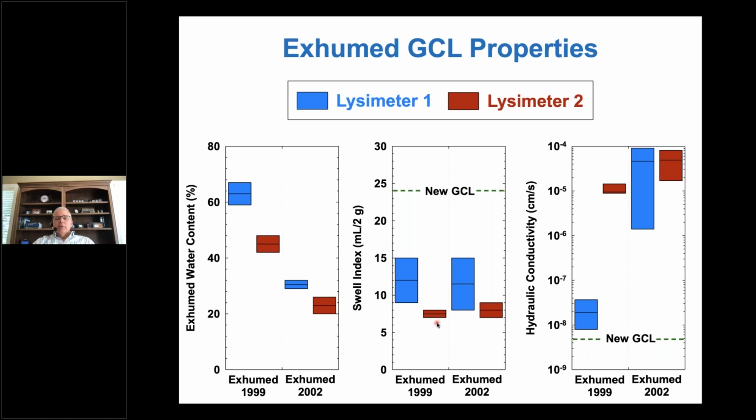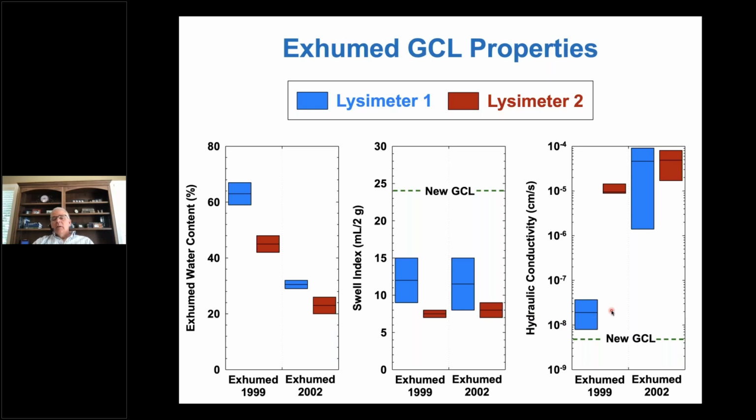We see here for lysimeter 2, it's even lower. It's like a calcium bentonite. I talked about a calcium bentonite being about 6 to 8. Well, that's what it looks like here, right? It's not the new sodium bentonite that was installed where the swell index would be way up here. For this particular product, it was 24 milliliters per 2 grams. Same thing in 2002, same type of observations. Very low swell indices relative to a new GCL.